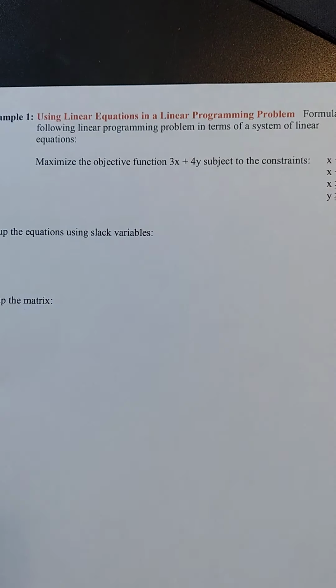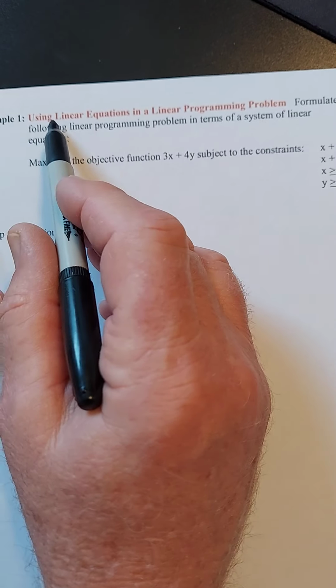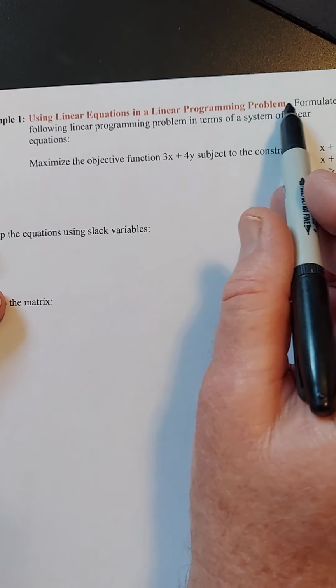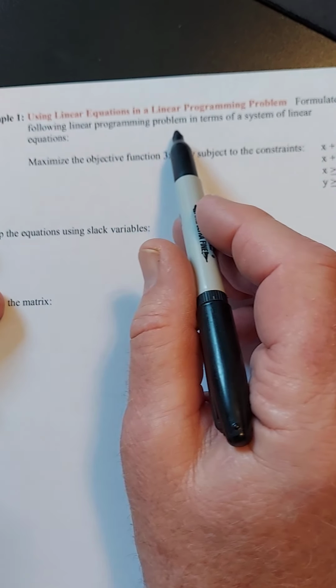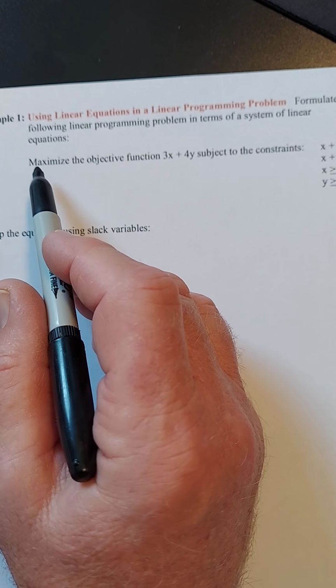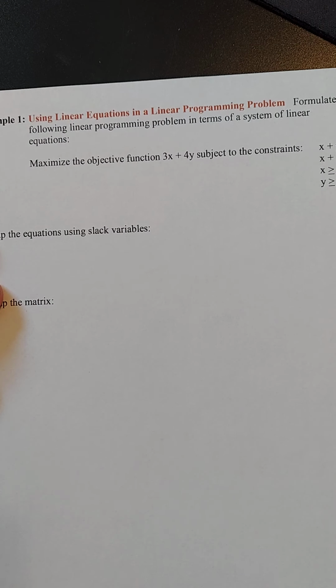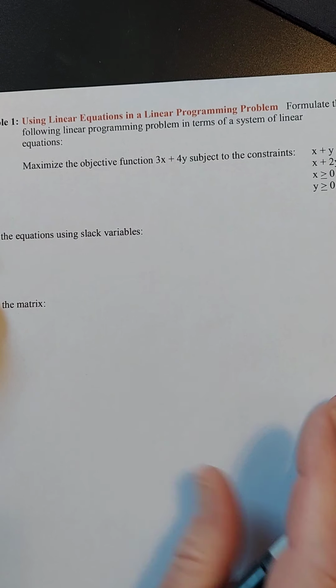Okay, so this is example 1. This is the same thing that's in the book. It says, use linear equations in a linear programming problem. Formulate the following linear programming problem in terms of the system of linear equations. And we want to maximize the objective function, 3x plus 5y. Okay, so set up the equations using slack variables.